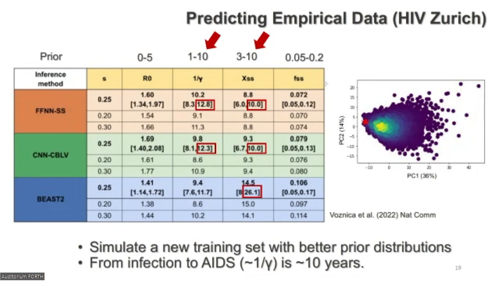So here the upper bound is 10. The upper bound of the estimated values is 12. Here is 10, but they force it to be 10. They force a maximum boundary. And in BEAST, it was 26. So we decided, since we don't need so many simulations, let's simulate under these different priors and see how it goes.